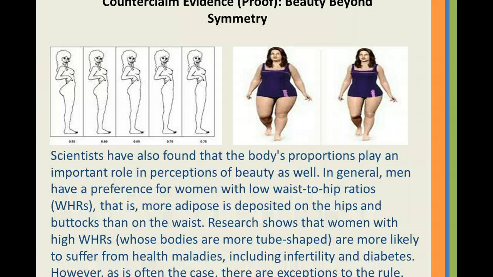Scientists have also found that the body's proportions play an important role in perceptions of beauty as well. In general, men have a preference for women with low waist-to-hip ratios, WHRs, that is, more adipose or fat is deposited on the hips and buttocks than on the waist. Research shows that women with high WHRs, whose bodies are more tube-shaped, are more likely to suffer from health maladies, including infertility and diabetes. However, as is often the case, there are exceptions to the rule.